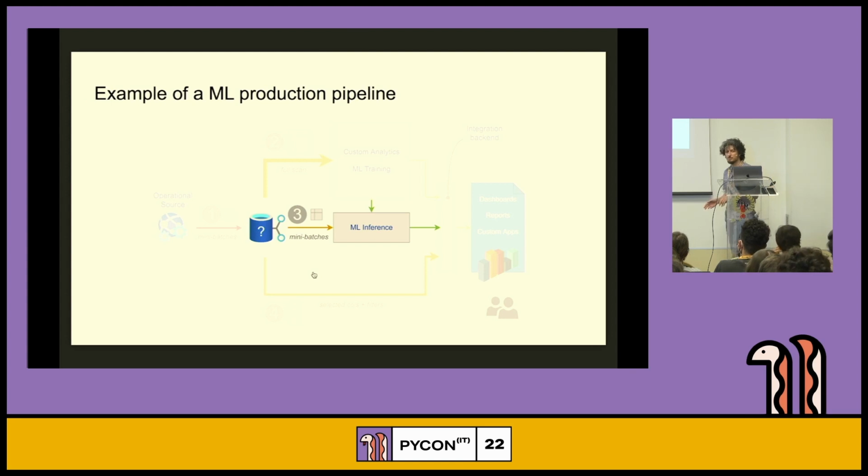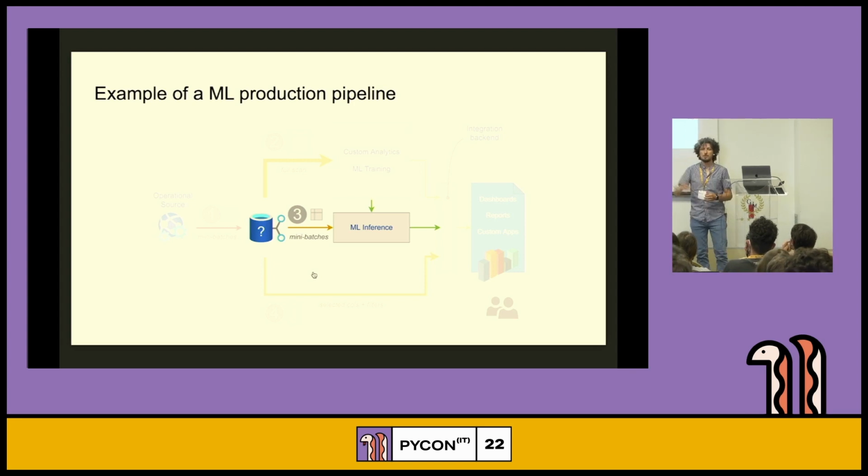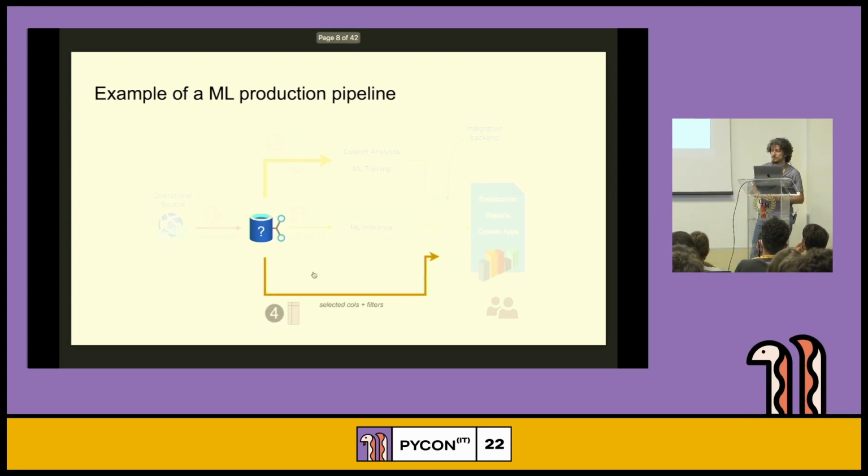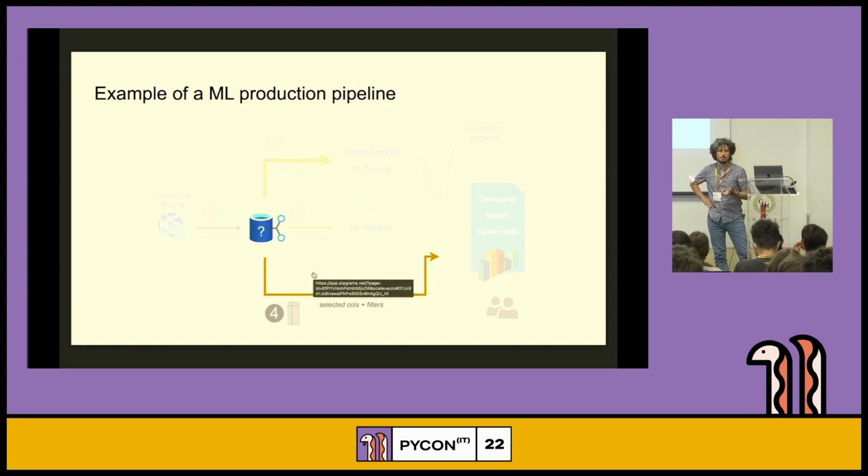Then once we have the trained model, we need to do inference on fresh data. So we need to be able to read the mini batch of data that is coming at that point in time and do model.predict on that data.